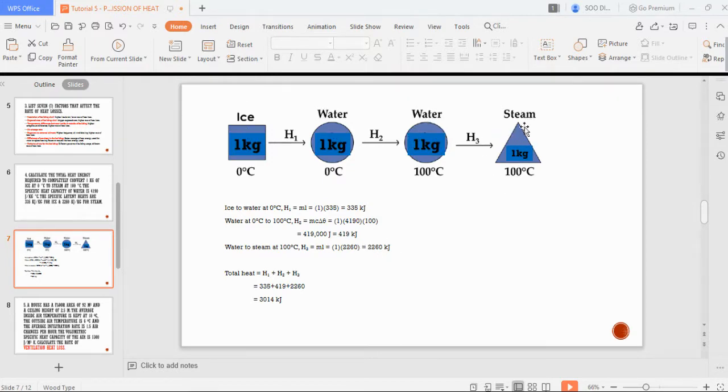So from these three stages: from 1 kg of ice at 0 degrees to 1 kg of water at 0 degrees, it requires a specific amount of energy, which is 335. Then from water at 0 degrees Celsius to 100 degrees Celsius, it requires another specific amount of energy. And finally, from water to steam at 100 degrees, a change of state, it requires another amount of energy. If you add them together, you require a total energy of 3014 kilojoules. That's the total heat energy required to convert 1 kg of ice into 1 kg of steam at 100 degrees Celsius.